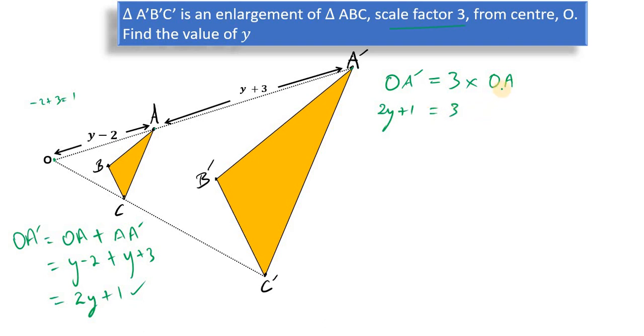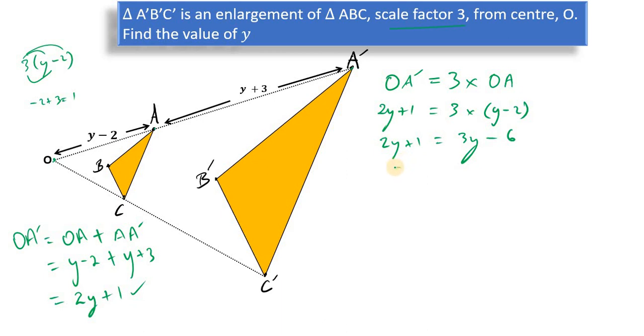We multiply 3 by the distance O to A. From O to A, we have the distance y minus 2. So we multiply by that entire distance of y minus 2, and we must use brackets to show that we are multiplying the scale factor by the total distance OA, which is y minus 2. So we have 2y plus 1 equals 3 times y minus 2. We use the distributive law: 3 times y gives us 3y, and 3 times negative 2 gives us negative 6.